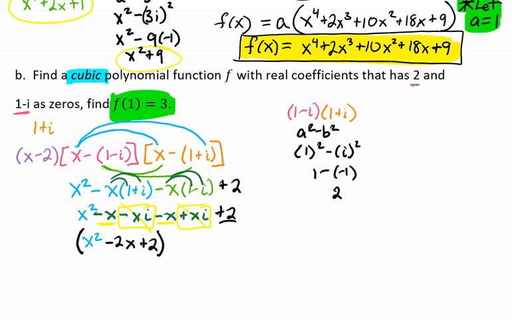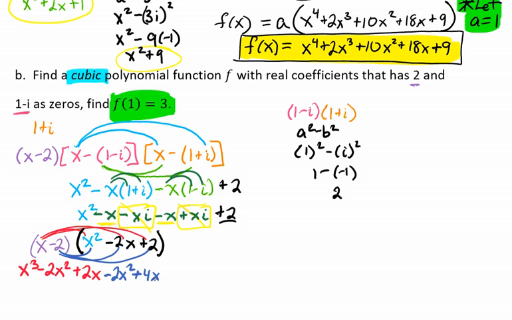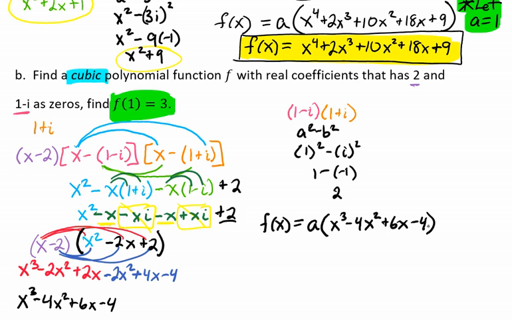Now we're going to take this, and it still needs to be multiplied with x minus 2. So we distribute our x to all three things and get x to the third minus 2x squared plus 2x. Then we multiply our negative 2 to all three pieces and get negative 2x squared plus 4x minus 4. Combining like terms gives us x to the third minus 4x squared plus 6x minus 4. So that means we have f of x equals a times x to the third minus 4x squared plus 6x minus 4. And now this is where our green piece comes in.